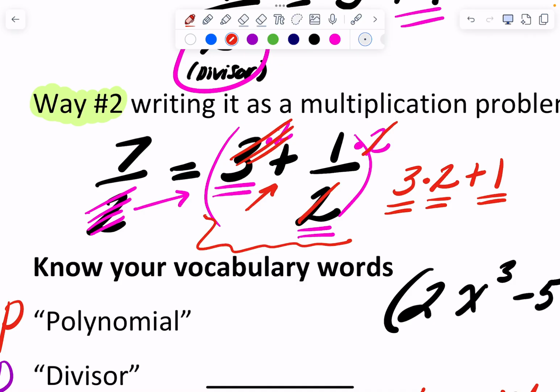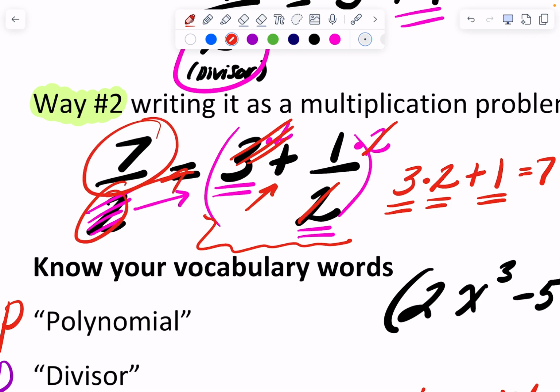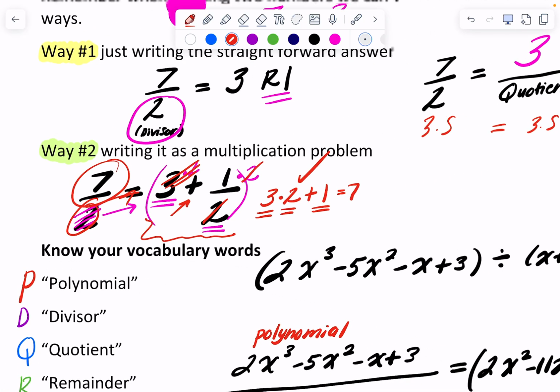See, this would be the product of the 2 perfect factors plus its remainder. Now, isn't that still a true statement? Does that equal 7? We moved the 2 over, so now it's just 7. Is that also a true statement? 3 times 2 plus 1 is 7, yes. So they have an answer like this.